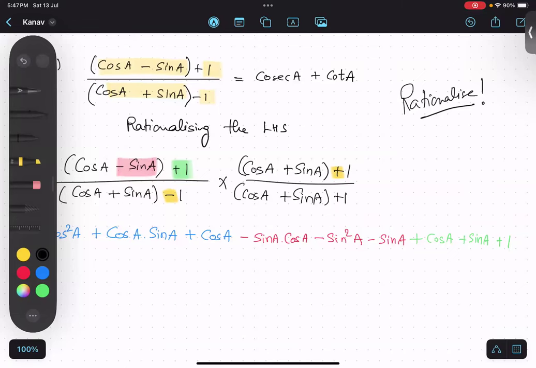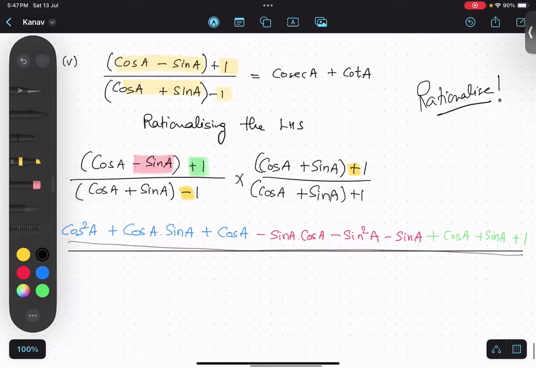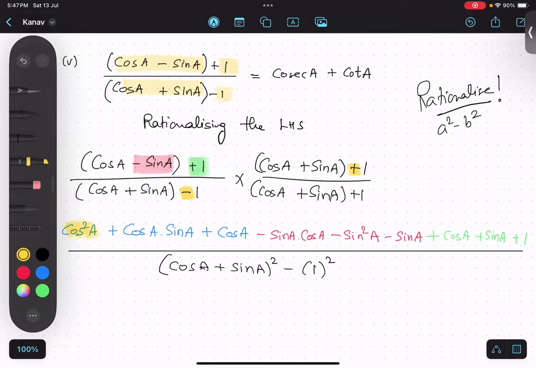I hope the numerator is clear now. The denominator in case of rationalization is always a square minus b square, if you remember. So here, cos A plus sin A whole square minus 1 square. Now let us cancel some of the things. Later on, we will look at the identities. Now, cos square A, do we have plus sine square A? No, we have minus. Sorry, we cannot use this identity. Plus cos A sine A minus cos A sine A cancel.